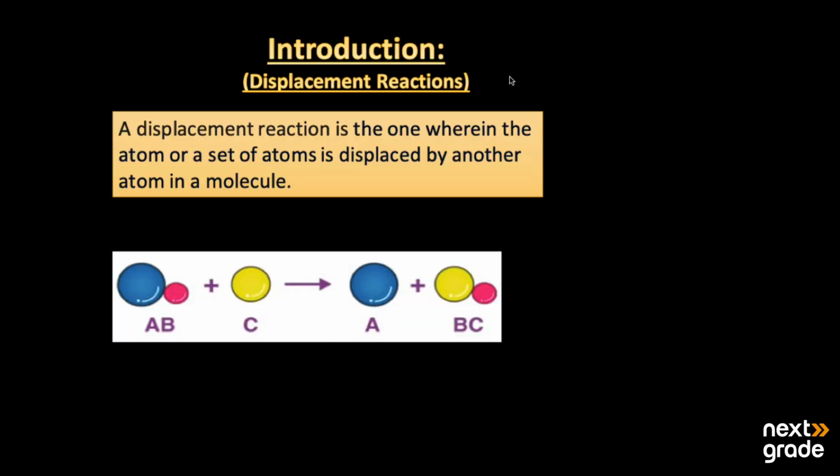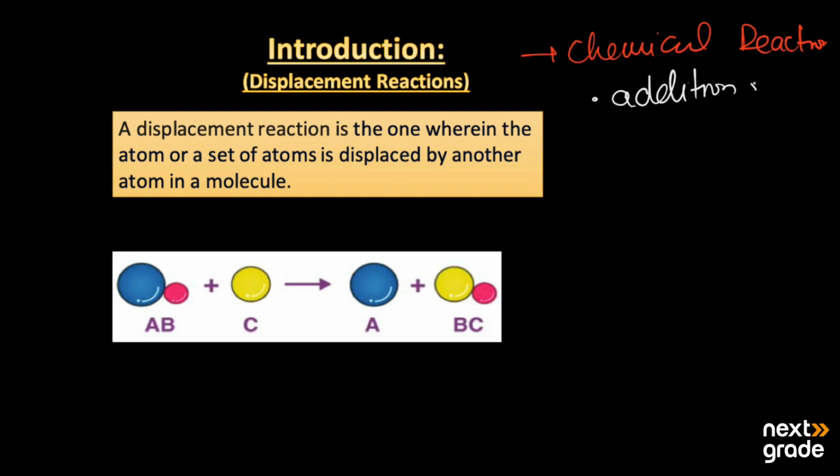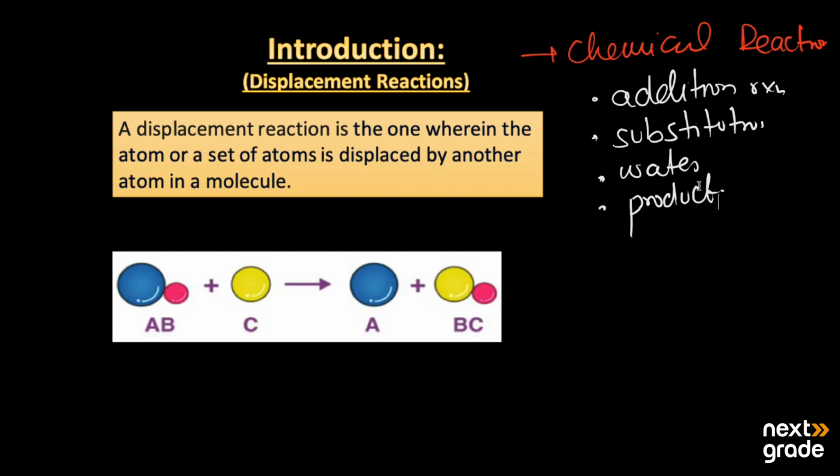Here we have the topic about the displacement reactions. Although we learn about a lot of chemical reactions around us, we may have the type of reaction which is called the addition reaction. We may talk about the substitution reactions. We may have the reaction with the water. We may have the type of reactions in which there is a formation of new types of products. So here we have another type which is called the displacement reaction.